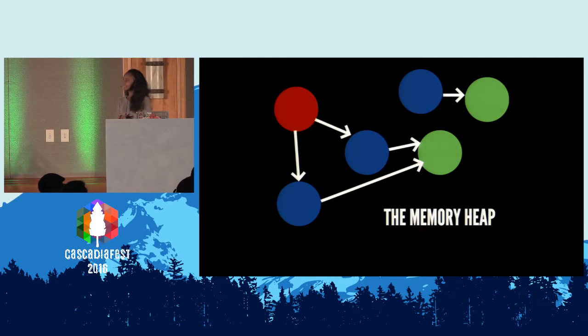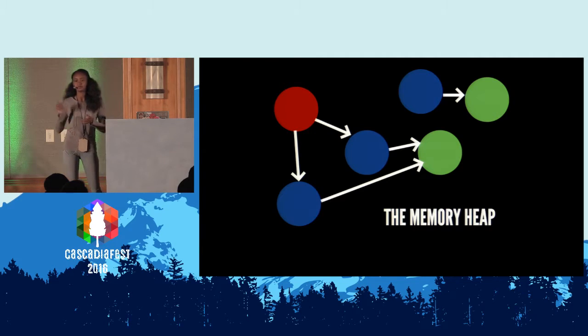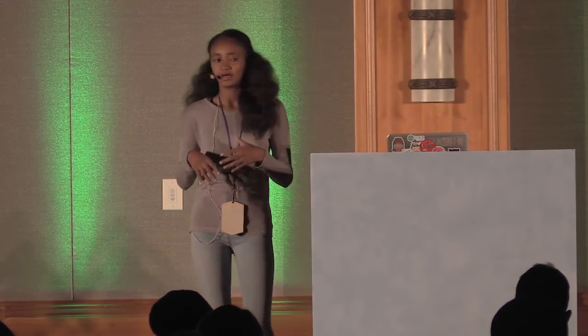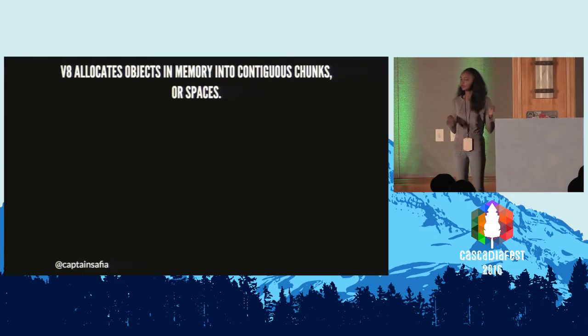So memory is allocated into what's known as a heap data structure. You start off and you have a root object. In this case, it's that red node. And it points to other objects that are being referenced. The green nodes are scalars. Those are always the terminating nodes in our heap. This is what a memory heap looks like. And memory in V8 is allocated into different spaces, depending on different kinds of properties. I'm going to go through these properties really quickly.